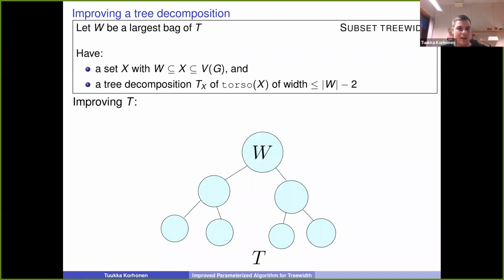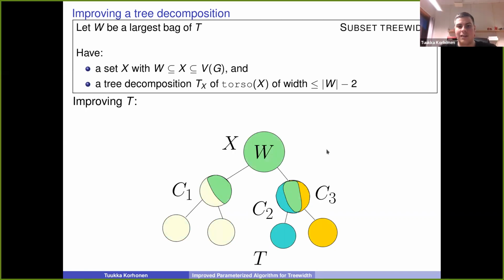So let's continue. Now let's see how we actually improve the tree decomposition given a solution to this subset treewidth. We have this decomposition T and this large bag W. Now say we actually have a solution to this subset treewidth. So we have this set X that is a superset of W, and we have this tree decomposition of the torso of X of better width than T. And how do we improve it? Well, here is the old T.